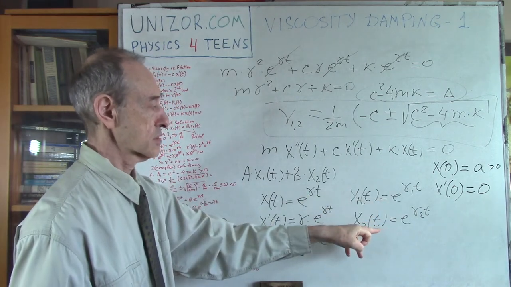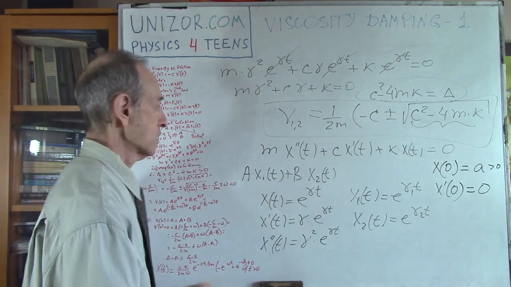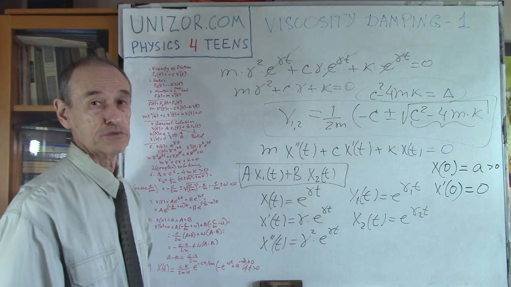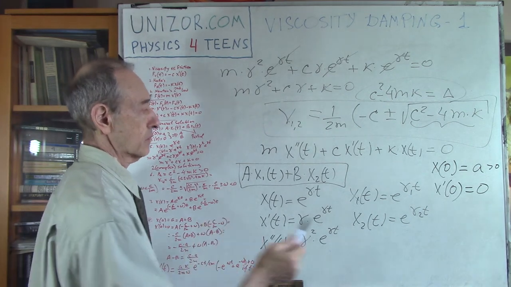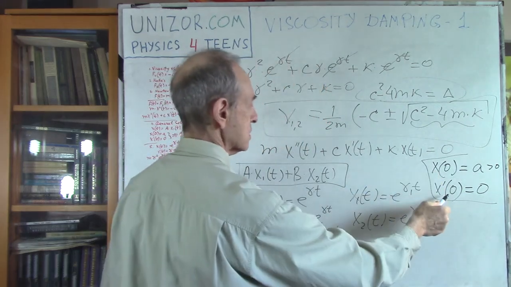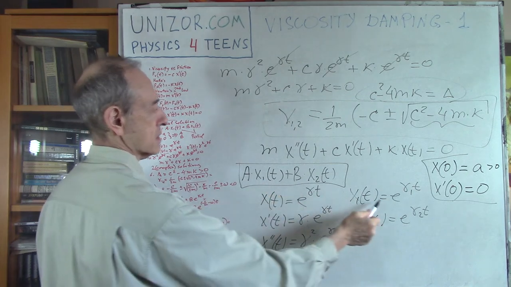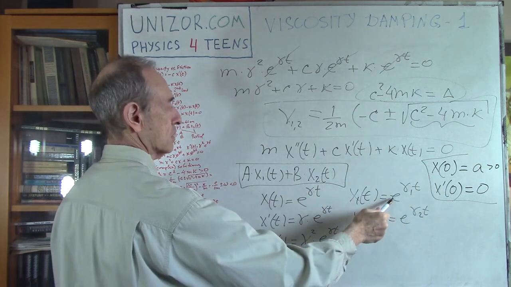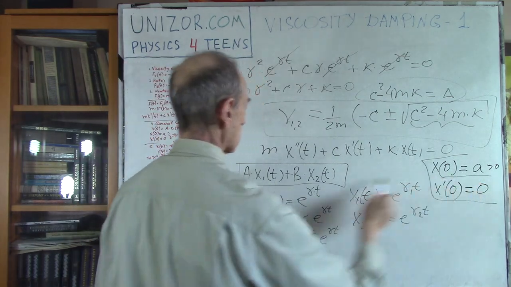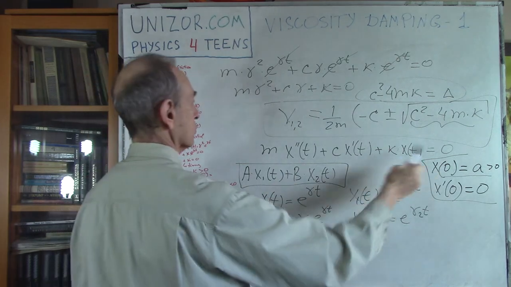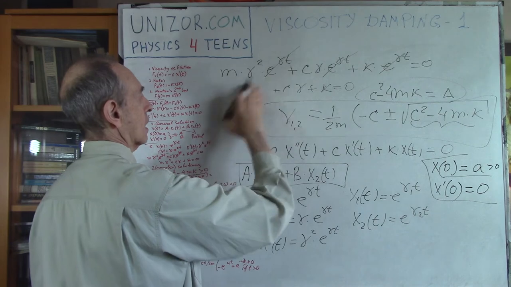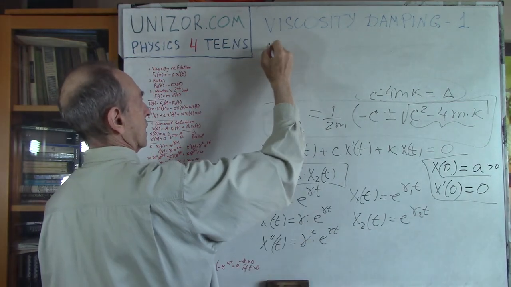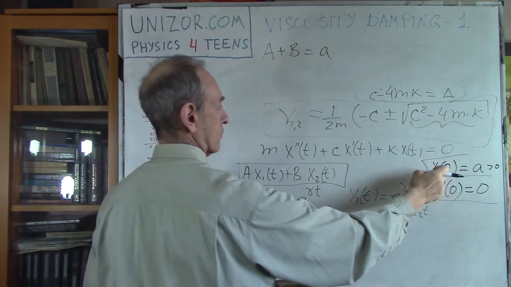Since I know these two functions, I know two partial solutions to my differential equation, so now I know the general solution. All I have to do is to find A and B. And I will find them using my initial conditions. So if I substitute 0 into this, where x1 is e to the gamma 1 t, and x2 is e to the gamma 2 t, I will have e to the power of 0, which means 1. So this results in a times 1 plus b times 1, which is a plus b equal to a. So I have a plus b equals a from this particular equation.